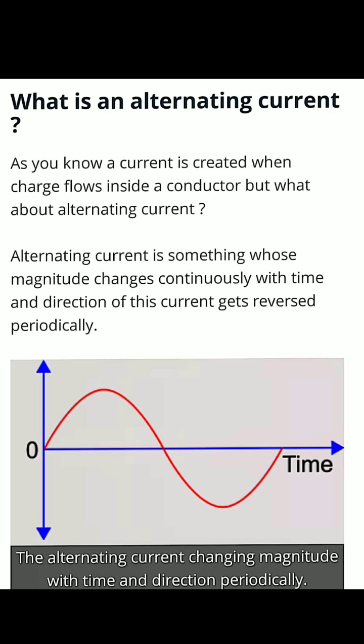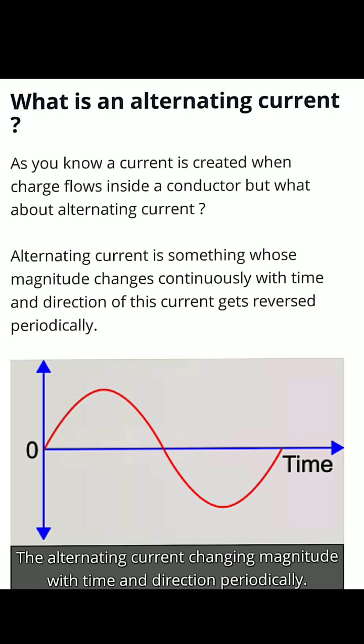Alternating current and direct current are the two types of current we have. Direct current flows with a constant magnitude in the same direction. Its magnitude is the same and its direction is also constant. It cannot change its magnitude or direction. That type of current is called direct current. But for alternating current, the answer is hidden in the word "alternating". That means its magnitude continuously changes with time, and the direction of the current also gets reversed periodically.